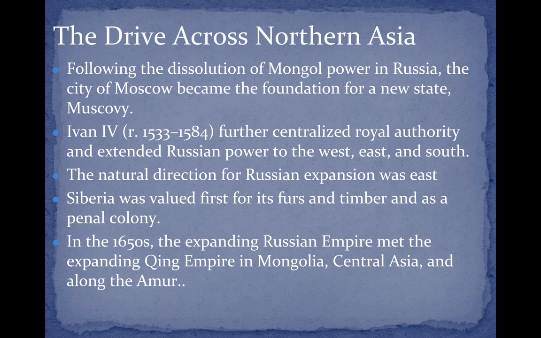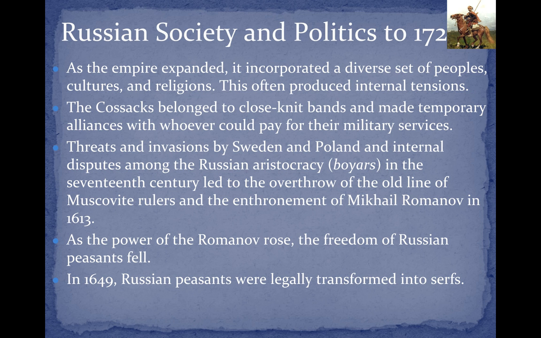In the 1650s, the expanding Russian Empire met the expanding Qing Empire in Mongolia, Central Asia, and along the Amur. A treaty between the two powers in 1689 recognized Russian claims west of Mongolia. After the death of Ivan IV, Russia entered times of troubles. And one of the only sources of revenue, and this became the main source of state revenue, was from agricultural surpluses, but there's not a lot of trade going on. The country is behind other European and Asian nations, but one man will fix that by himself, single-handedly. We'll talk about him in just a minute.